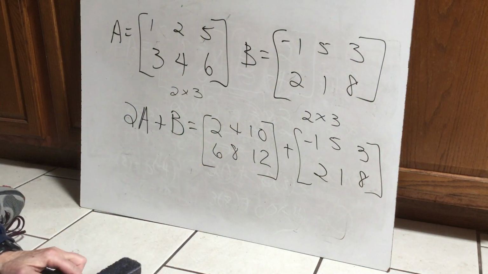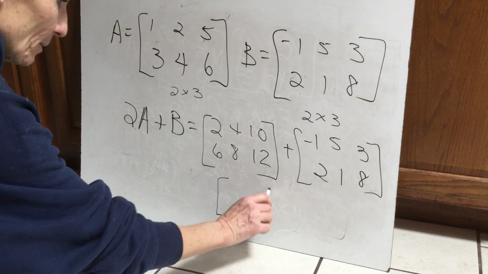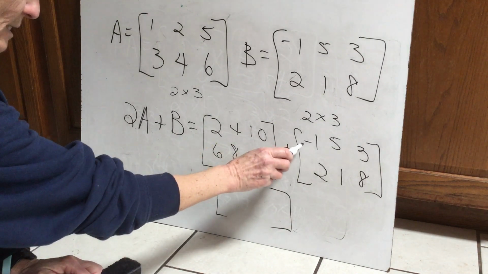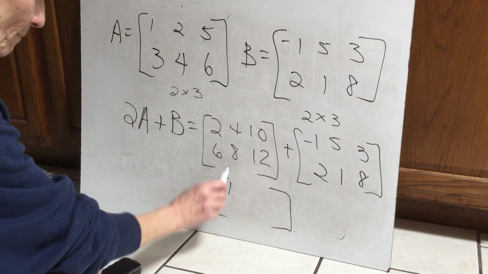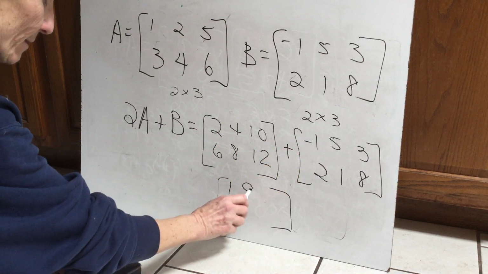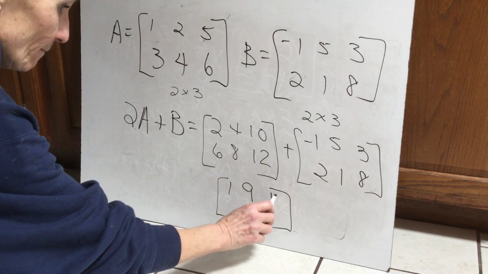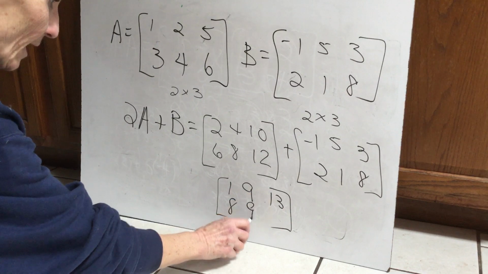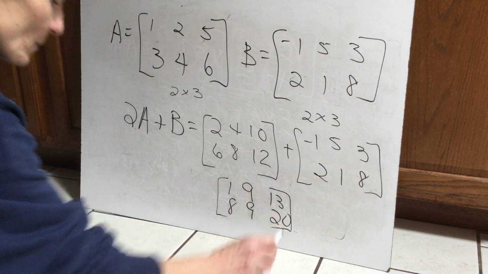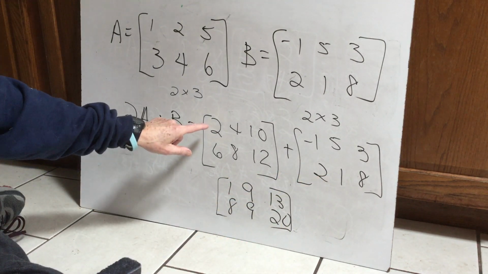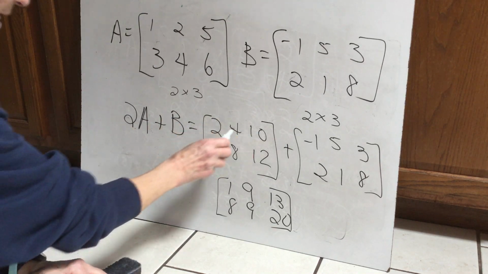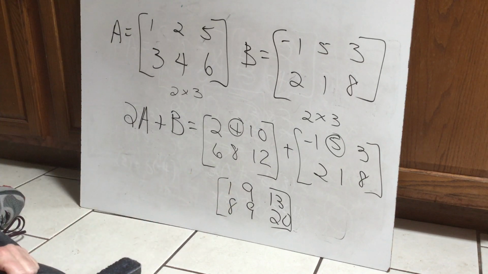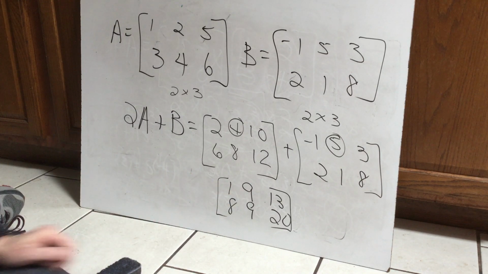So now we're going to add them together, and we're going to end up with, okay, here we go. Remember, you add corresponding entries. So that's going to be 1, 9, 13, and 8, 9, 20. So remember, when we add matrices, we add corresponding positions. So for example, this number gets added to this number, and that's where the 9 came from. And there we go. All right.